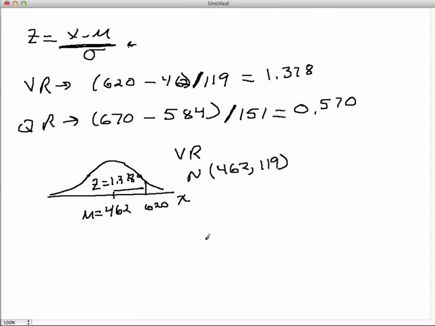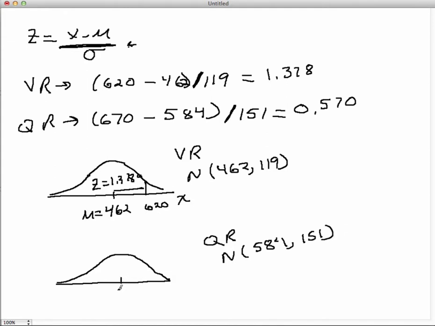Okay, so let's take a look at the quantitative reasoning. So under quantitative reasoning, if we were to make a sketch with that, we know that this is again a normal distribution with a mean of 584 and a standard deviation of 151. So the mean right here is at 584. Her score was a 670, and we notice that that's half a standard deviation above the mean. So her score would be roughly right about there is where the 670 falls in this distribution.